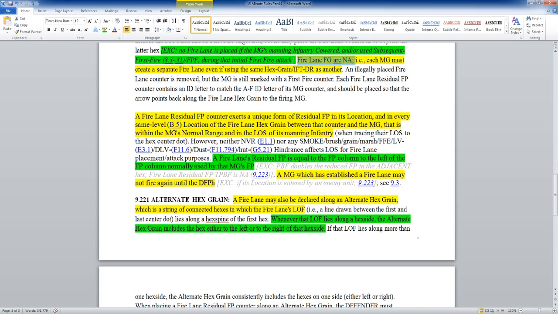The fire lane residual firepower counter exerts a unique form of residual firepower in its location and in every same level location of the fire lane hex grain between the counter and the MG that is within the machine gun's normal range and in the line of sight of its manning infantry. See, it's paragraphs like this. I can understand why people now read the Advanced Squad Leader book and say to themselves, WTF.